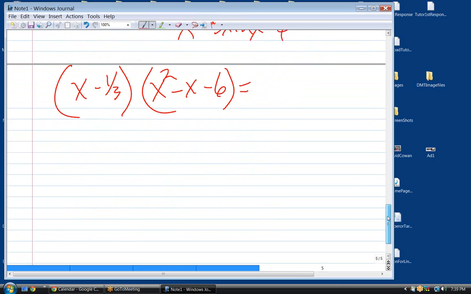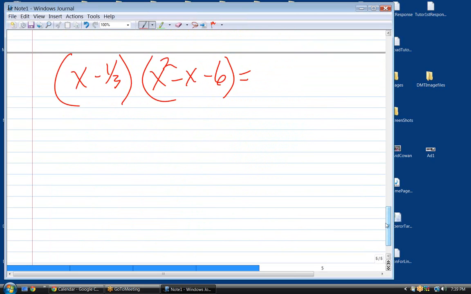Now, this is where you can't use FOIL, but you do the same thing as foiling it. You multiply every term by every term. So what's the first term I've got? X cubed. Right. In other words, every term by every term, I'm going to follow the order. I'm going to take the first term, multiply it by that, and then by that, and then by that, and then take the second term and multiply it by all three.